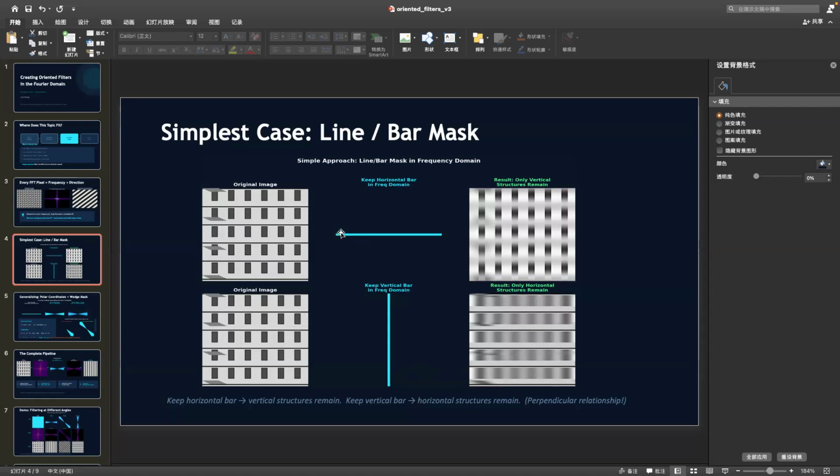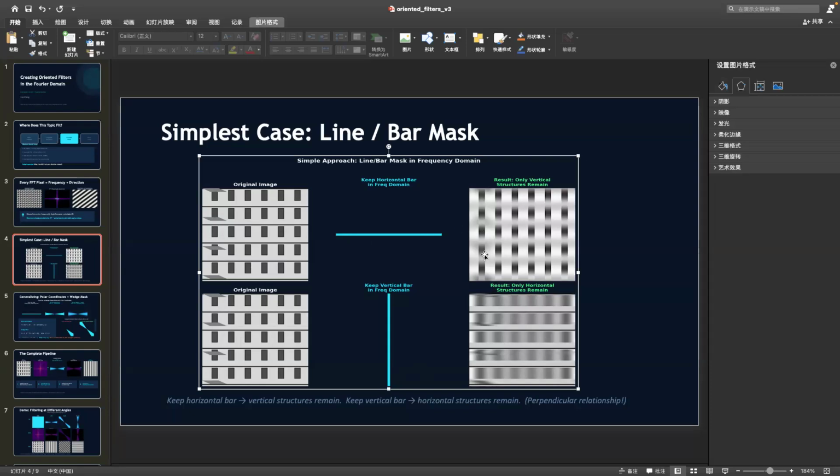In the first example, the direction we select in the frequency domain is horizontal, and the result we get is we only keep the perpendicular frequency information. And in the second example, we selected a bar in the perpendicular direction, and the result is we only keep the information horizontally.